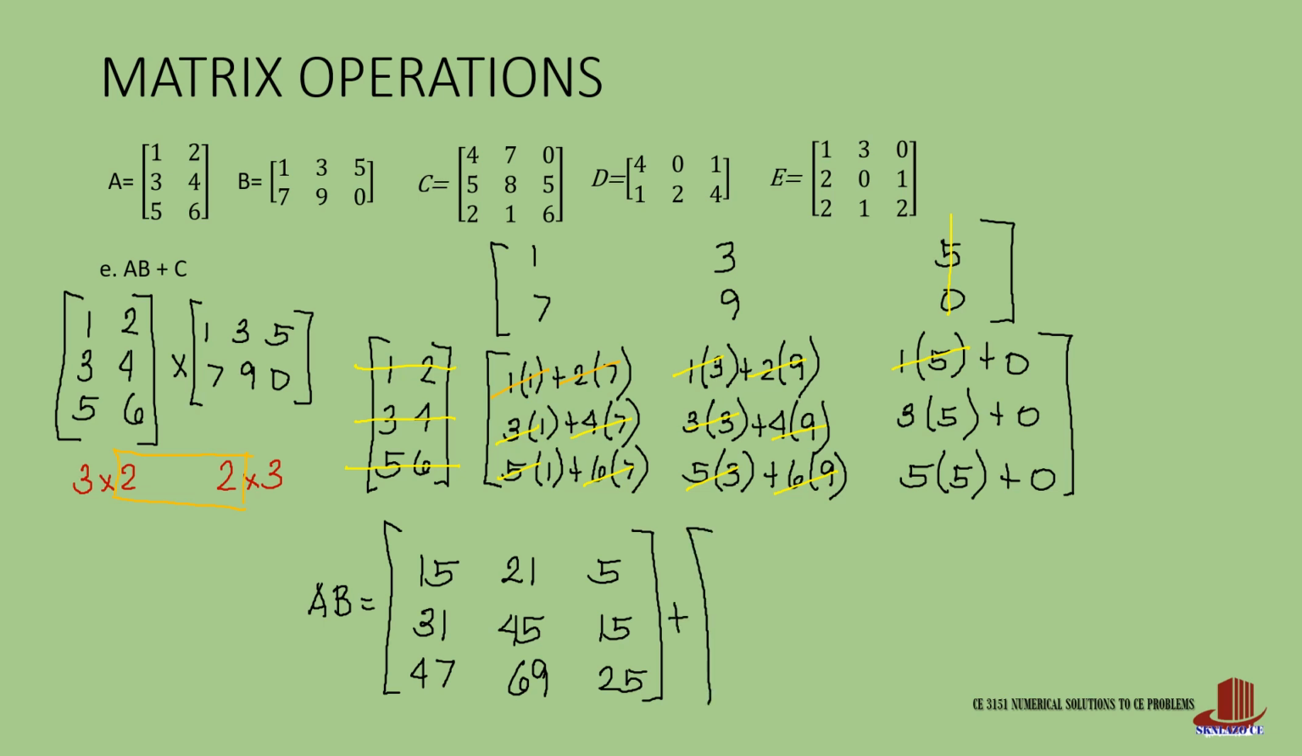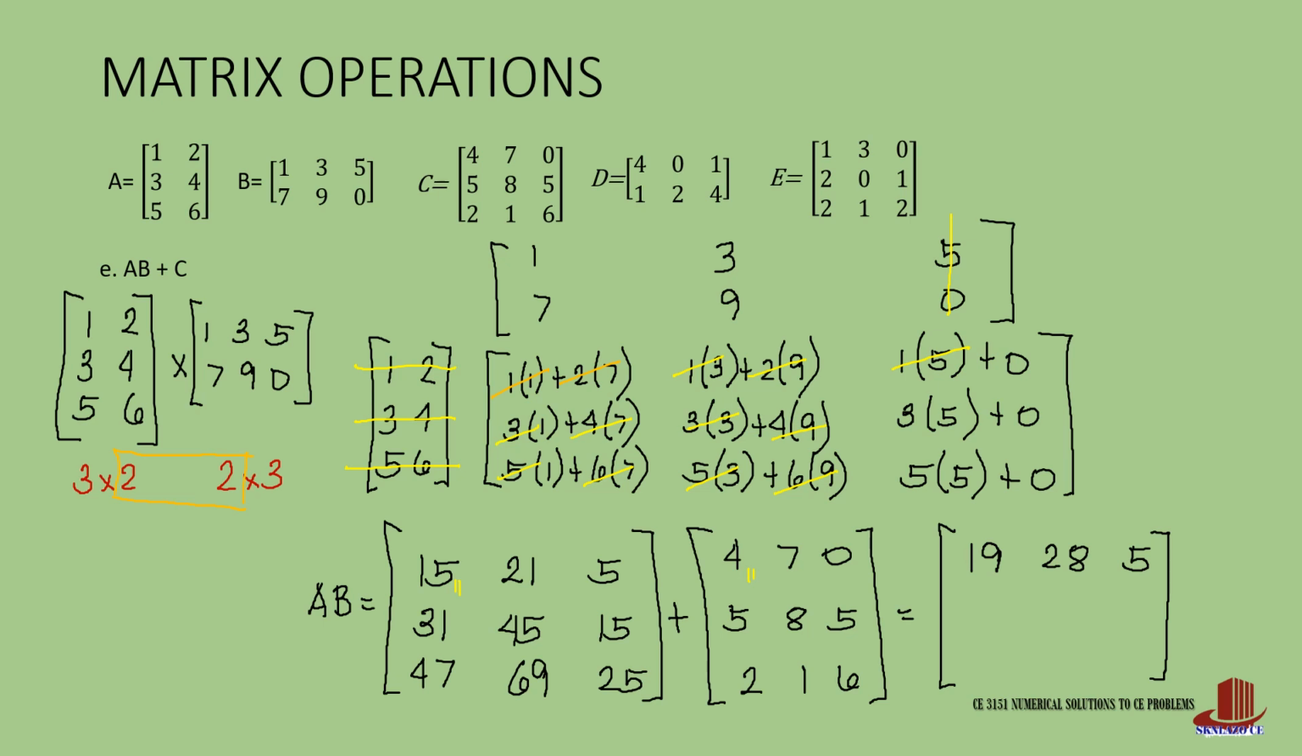Now add C. Our C would have the elements 4, 7, 0, 5, 8, 5, and 2, 1, 6. For adding, remember that what you are going to get would be those with the same index. In this case, we would have 15 plus 4 is 19. 21 plus 7 would be 28. 5 plus 0 is just still 5.